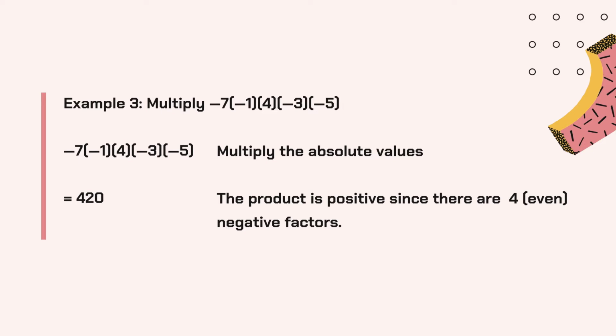So 7 times 1 times 4 times 3 times 5 is equal to 420. The product is positive since there are 4 negative factors, which is an even number.